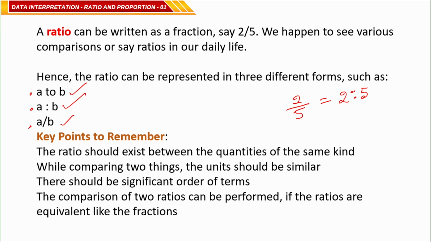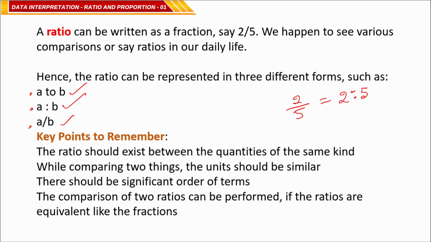So, the key points to remember for the ratio: the ratio should exist between the quantities of the same kind. While comparing two things, the units should be similar. There should be significant order of terms. The comparison of two ratios can be performed if the ratios are equivalent like the fractions. This is very, very important.